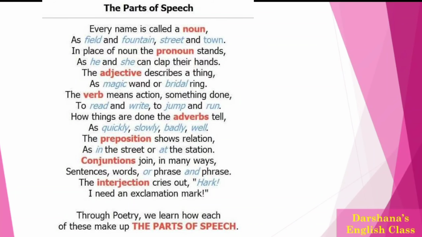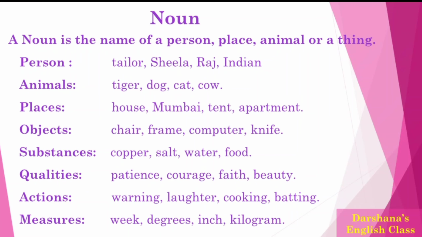So the first part of speech we are discussing here is noun. A noun is a name of a person, place, animal or thing. Now, what type of things are called noun? Person, animals, places, objects, substances, qualities, actions and measures. You can see the examples.